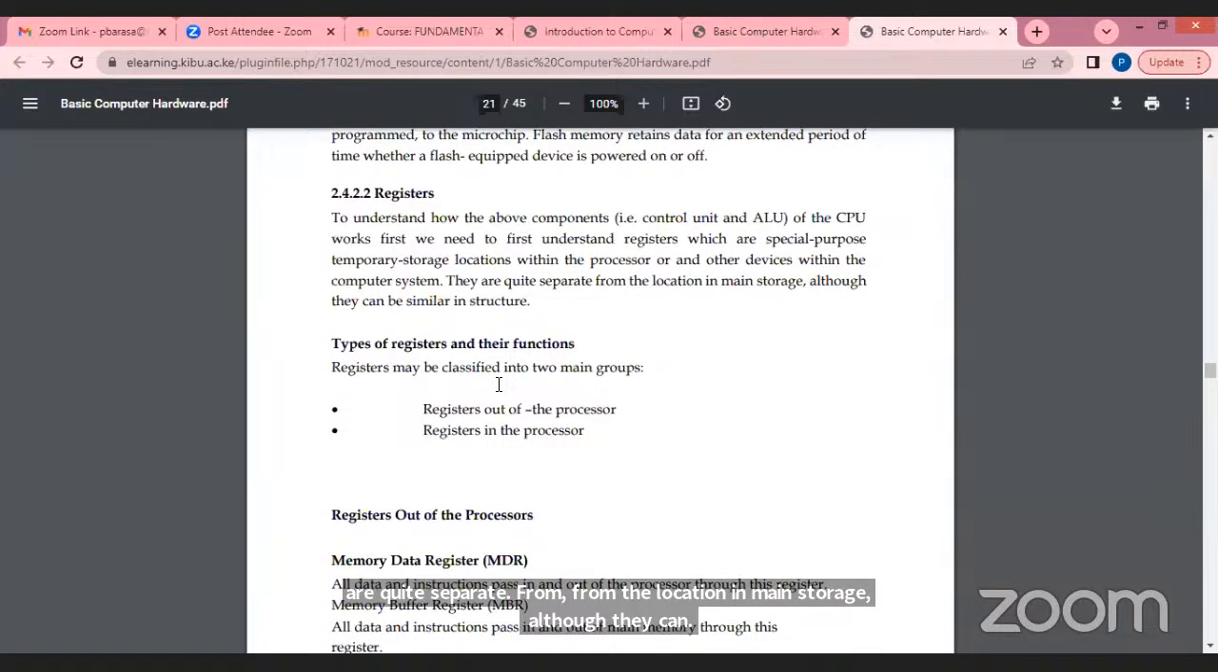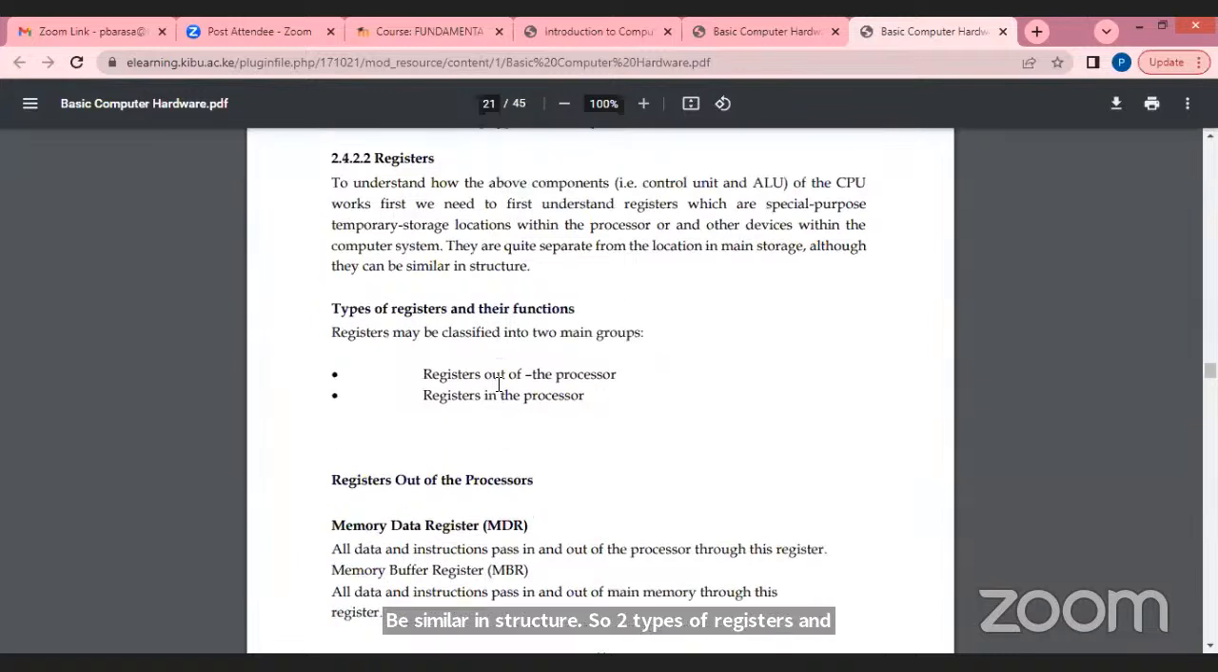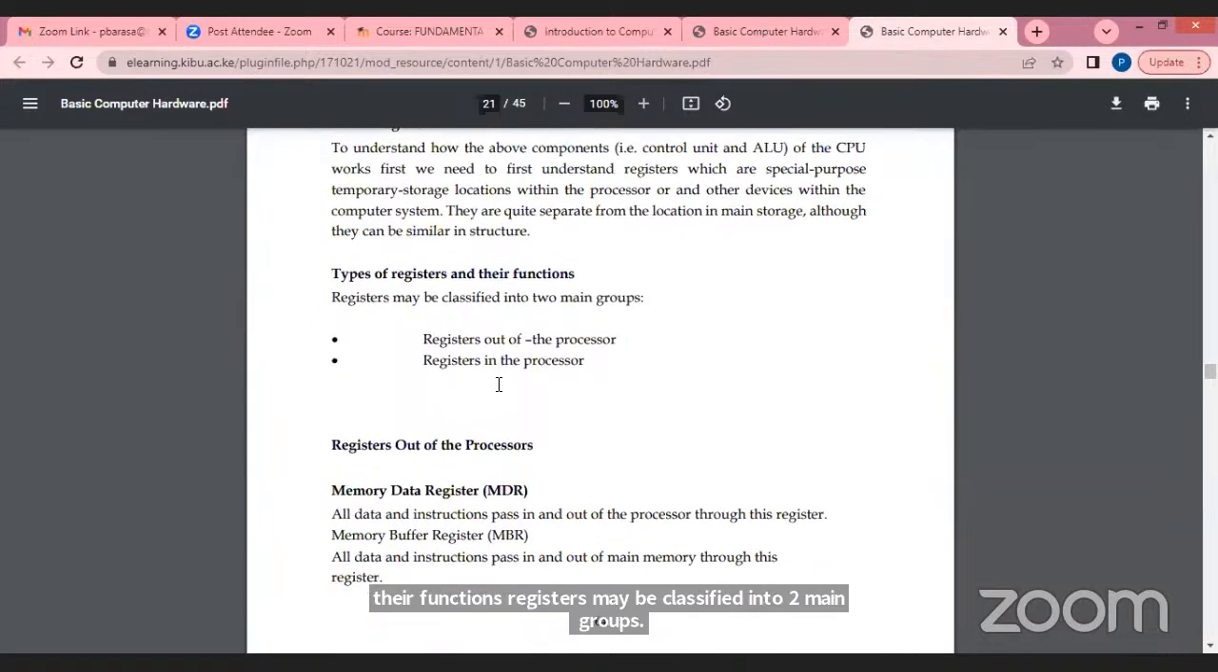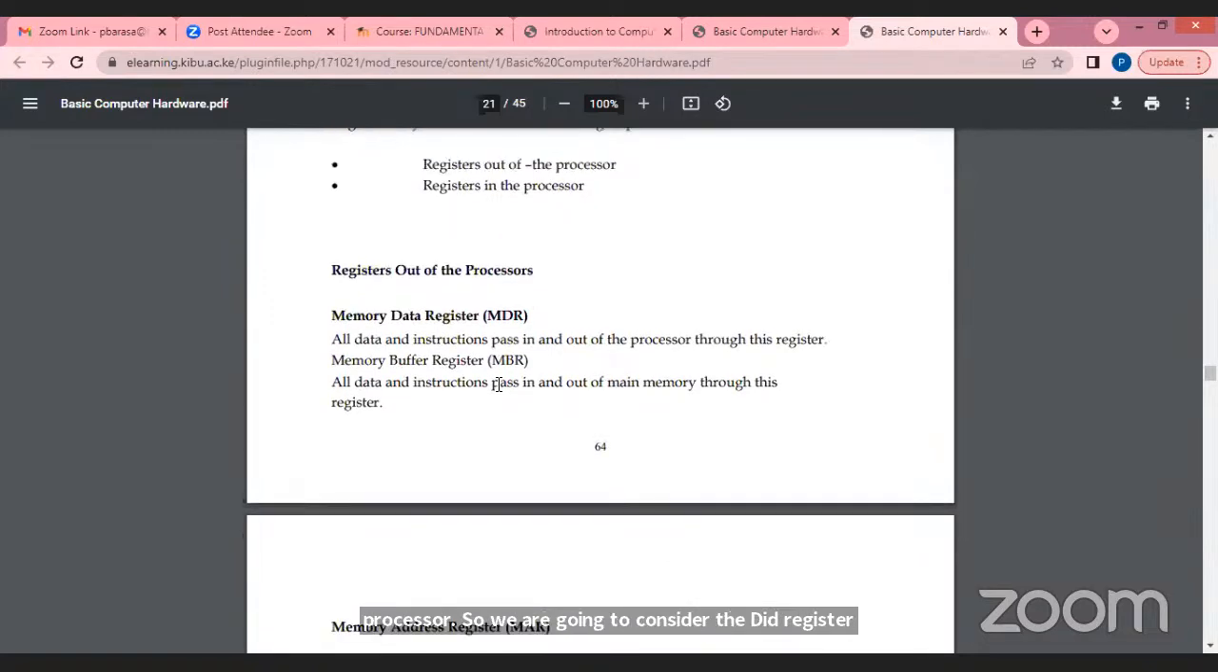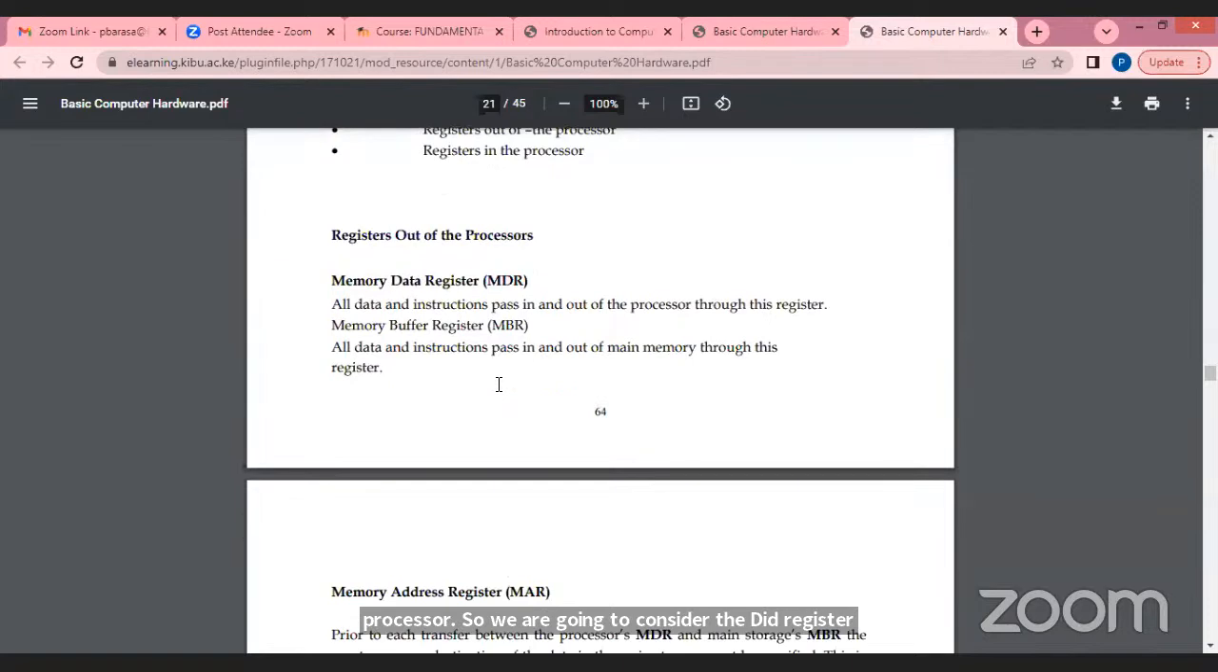So, two types of registers and their function. Registers may be classified into two main groups: registers out of the processor and registers in the processor. So we are going to consider the registers out of the processor. I think we have already talked about this when we were talking about the control unit. We mentioned the memory data register.